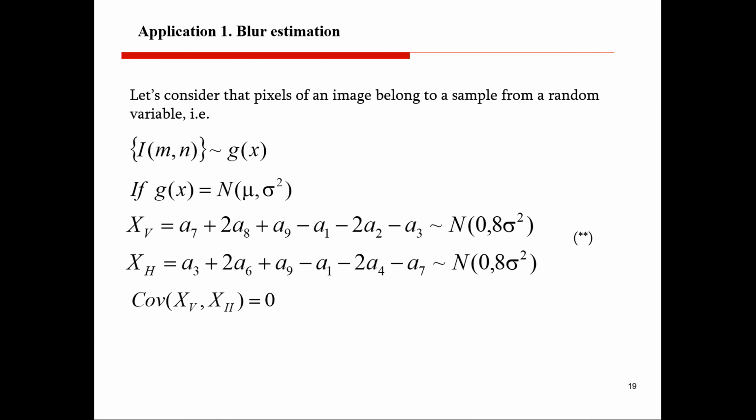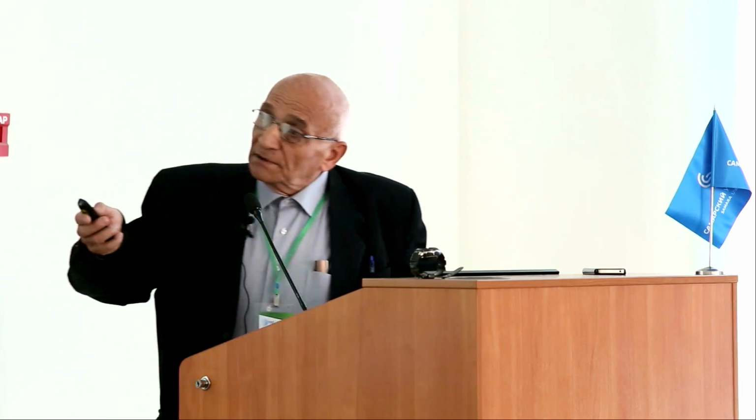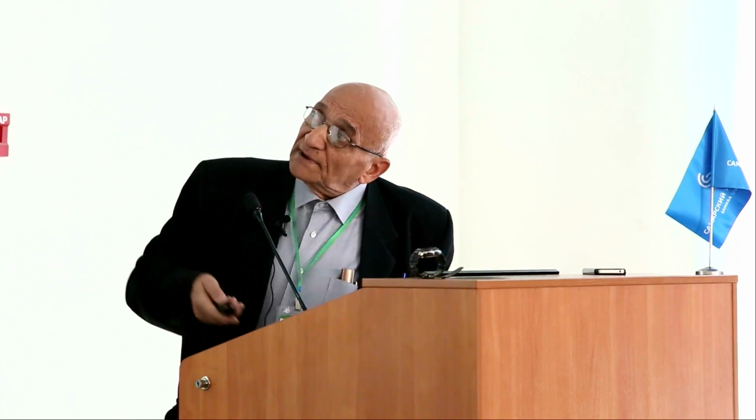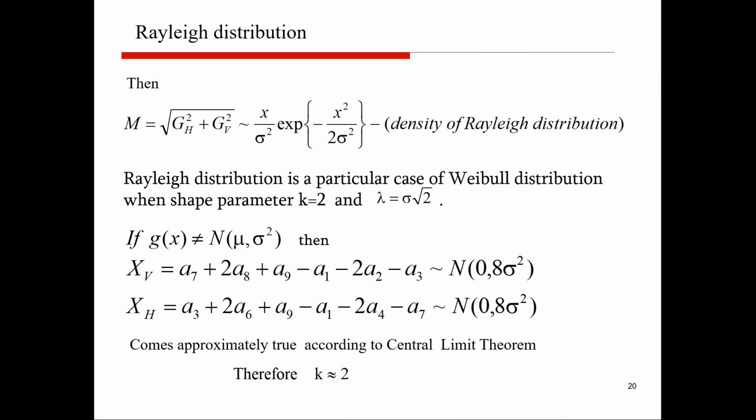Сделаем такое микроскопическое теоретическое исследование. Предположим, что пиксели изображения являются выборкой из нормального распределения с параметрами μ и сигма квадрат. Тогда компоненты градиентного поля без модуля будут иметь тоже нормальное распределение и будут независимыми. Известно и легко доказать, что магнитуда градиента в этом случае будет описываться так называемым распределением Релея. Легко убедиться, что распределение Релея – это частный случай распределения Вейбула при значении параметра k равном 2 и лямбда равном сигма корень из 2.